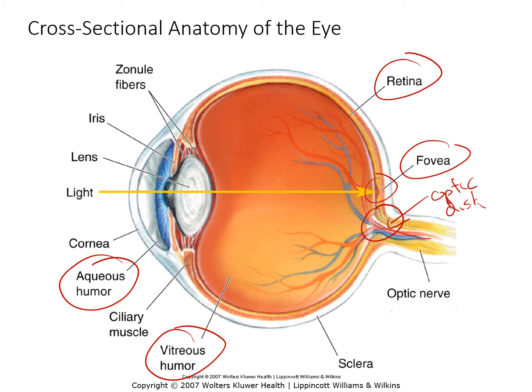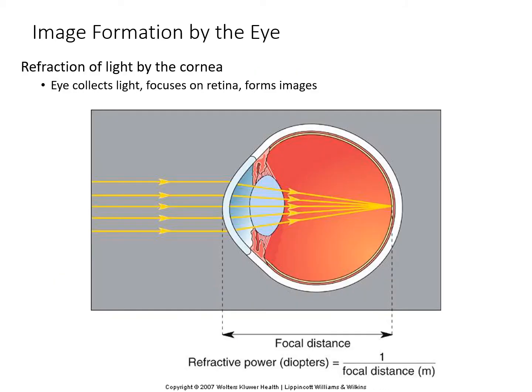You have your lens. These zonular fibers here are really important along with the ciliary muscles because those things are actually going to change the shape of the lens. We'll see why that's important here. So again, as the image comes through, it starts to bend when it hits the cornea, and then the lens will focus that light towards the back of the eye here on the fovea.